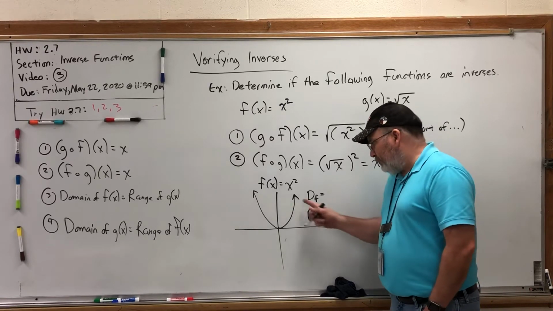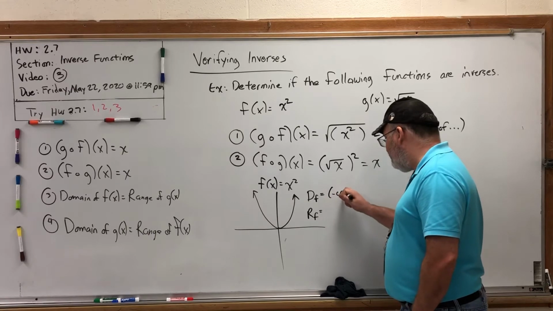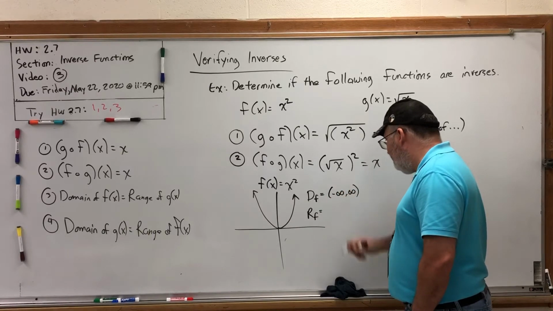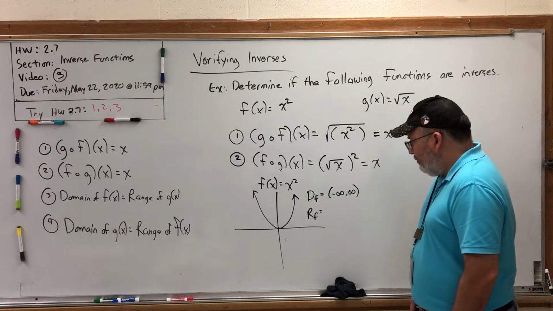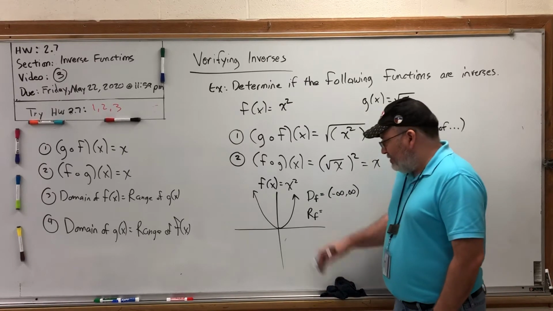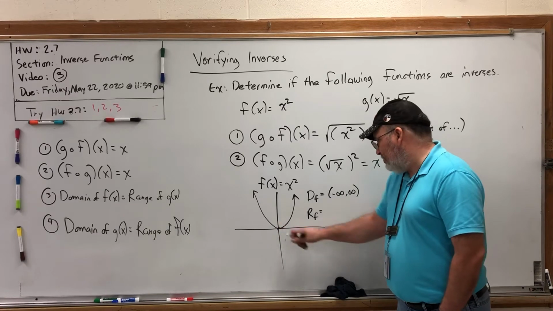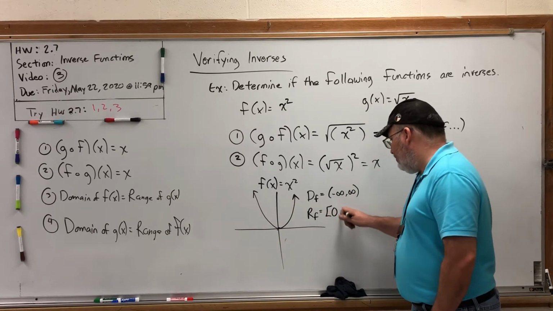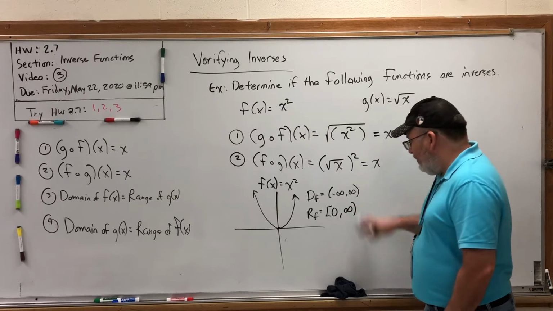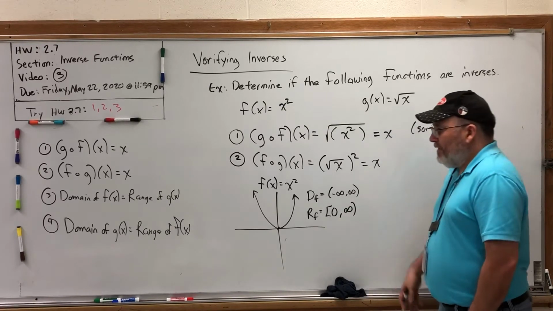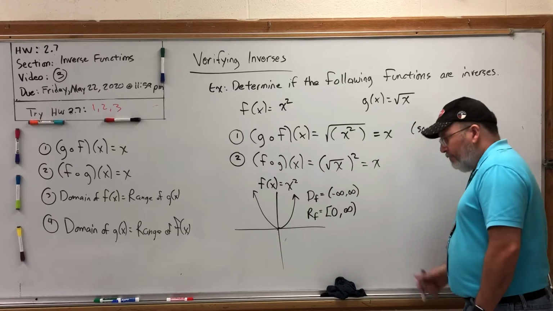This parabola goes forever left and right, so its domain is negative infinity to infinity. It's a polynomial function, that was no surprise. But the range is not the same because it does not go down forever. It only goes down to 0, so the range starts at 0 and goes up to infinity. Now remember, these don't have to be equal. The domain of one has to match the range of the other.